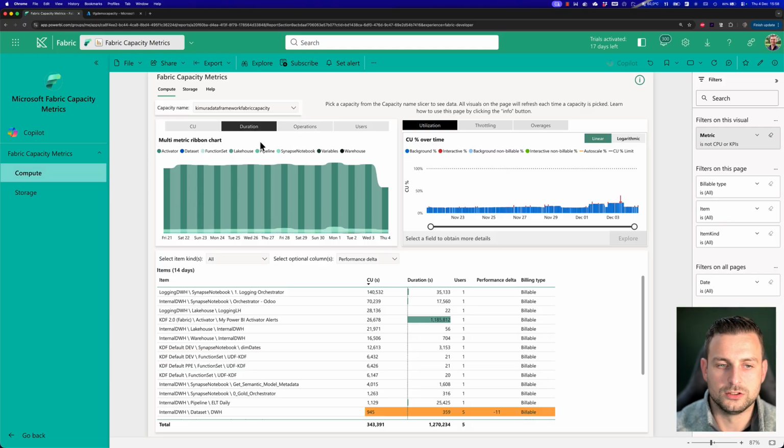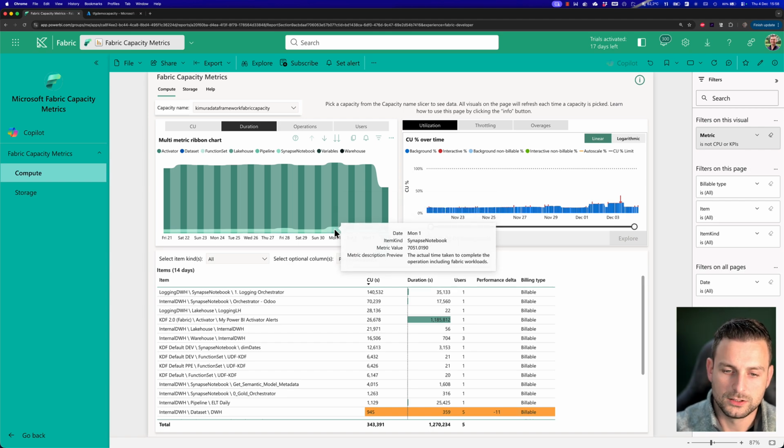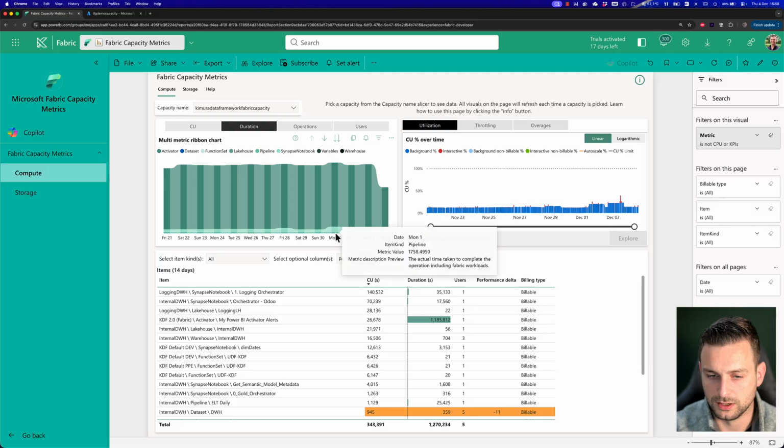Then we are on the duration tab. And what we can see here is when we hover over things with our mouse, there are item kinds that have been running for a certain number of seconds. So this is the actual time taken to complete the operation, including Fabric workloads. And we see here that 87,000 seconds have been spent on the activator, 7,000 seconds on Synapse Notebooks, 1,700 seconds on pipelines, and so on.